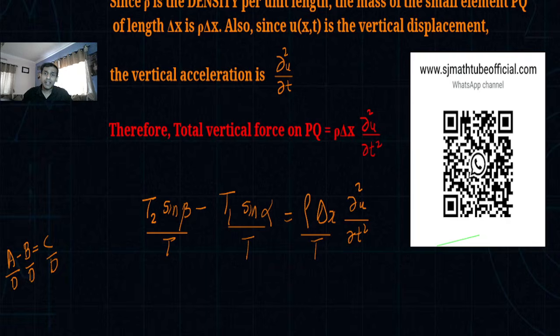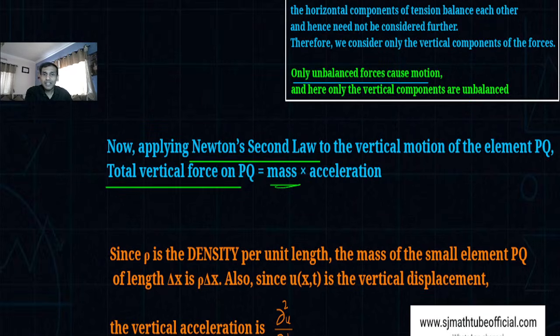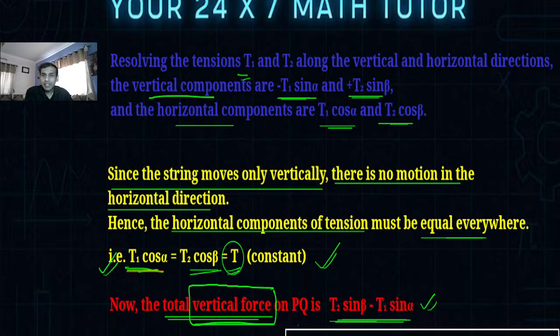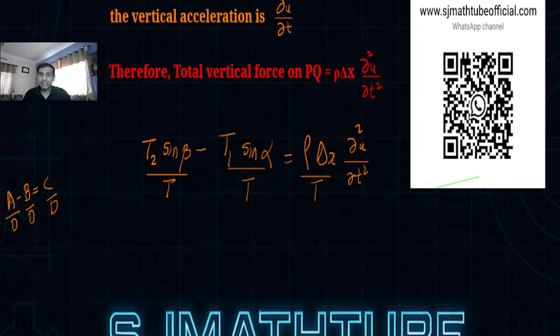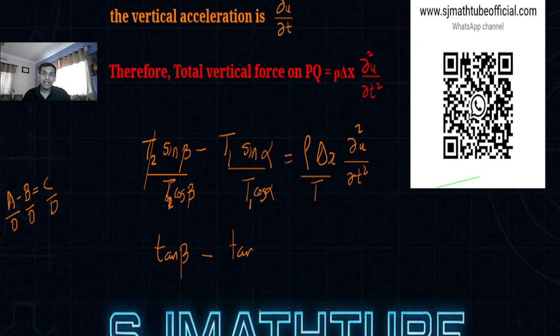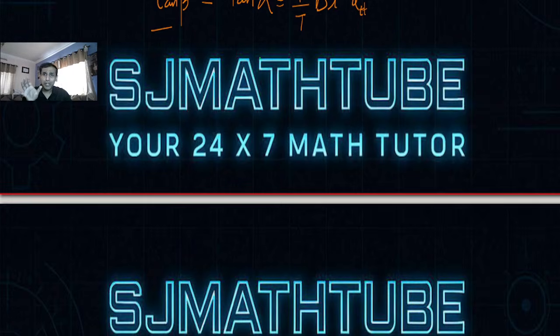So similarly, I'm dividing throughout by T, and we know that this T is actually T1 cos alpha as well as T2 cos beta. So I'm going to delete this T and I'm going to put T2 cos beta. I can put T1 cos alpha. I'm intentionally doing it so that I get an advantage. This will get cancelled and I get tan beta minus tan alpha equal to rho divided by T delta x, and I'll use the notation u_tt. Easy to write. Okay, now comes pure math.